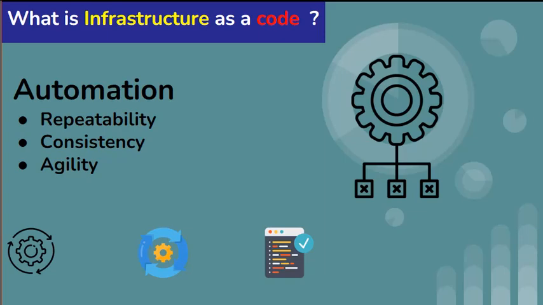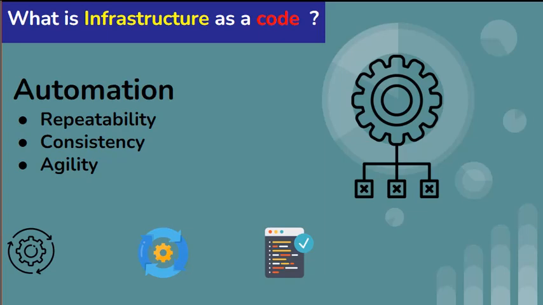IaC also provides a high degree of repeatability and consistency, as the same code can be used to provision identical environments in multiple locations. This allows for easy scaling and replication of infrastructure, as well as disaster recovery and failover scenarios, right? For example, let's suppose we have built an infrastructure in a region, and for that we want to create a DR. We can quickly provision our infrastructure as a DR, because we have the code and we just have to execute it. So it will create the identical environment over there as well.